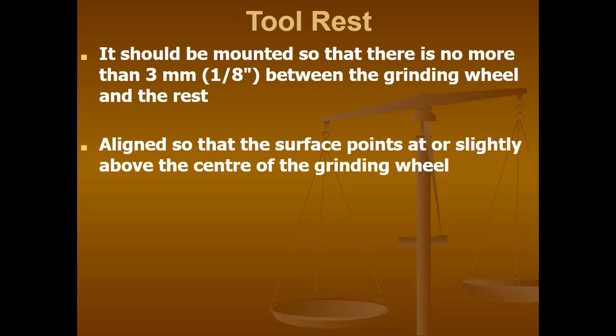With this tool rest, we're going to align it so that the surface points at or slightly above the center of the grinding wheel. This is just to allow basically not a whole lot of angle on your grind. So if you've got that tool rest way down low and you're setting your piece in there, it's not going to grind a flat surface on the side. It's going to grind an angle into it.